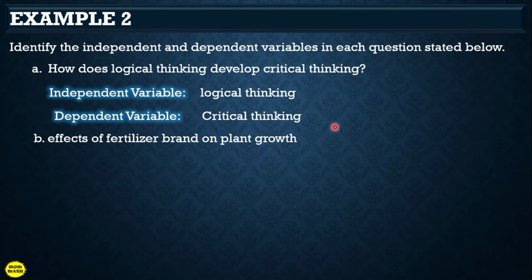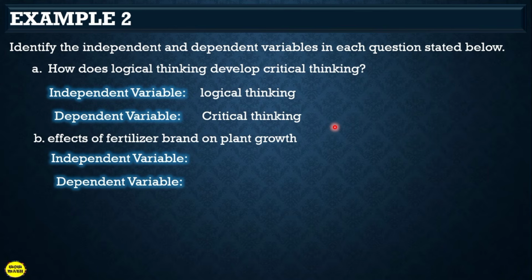Effects of fertilizer brand on plant growth. So, what is the independent and dependent variable? So, the independent variable is the fertilizer brand, and the dependent variable is the plant growth. So, of course, nakadepende yung plant growth natin sa fertilizer brand. So, kung mumurahin yung fertilizer, baka mamaya hindi ganun kalusog yung halaman natin. Or kapag maganda naman yung brand ng fertilizer na ginagamit natin, malamang maganda rin yung paglaki ng plant. So, nakadepende siya sa fertilizer brand.